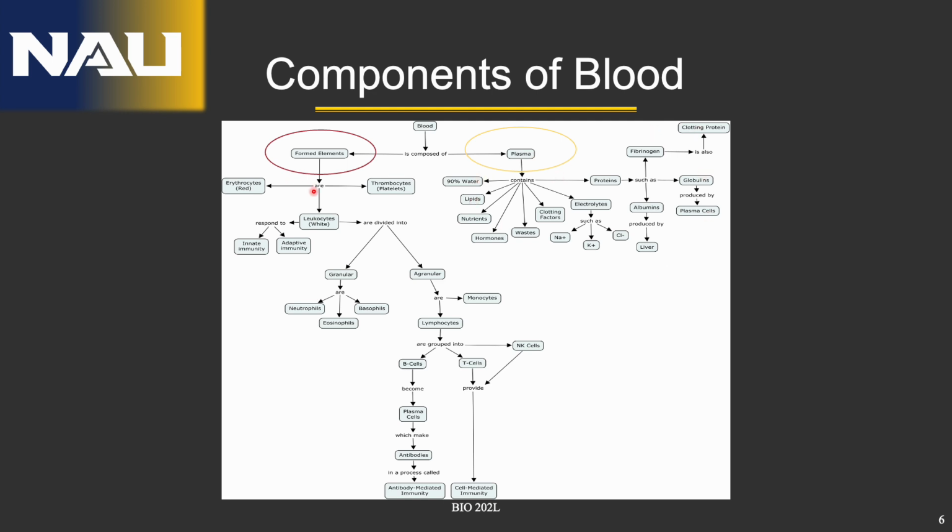And then really what I want to draw your attention to are the leukocytes and how they divide into two groups. We have granular and agranular. The granular are the neutrophils, eosinophils, and basophils. The agranular consist of monocytes, lymphocytes, okay? But lymphocytes can further subdivide. So lymphocytes actually encompass B cells, T cells, and natural killer cells.